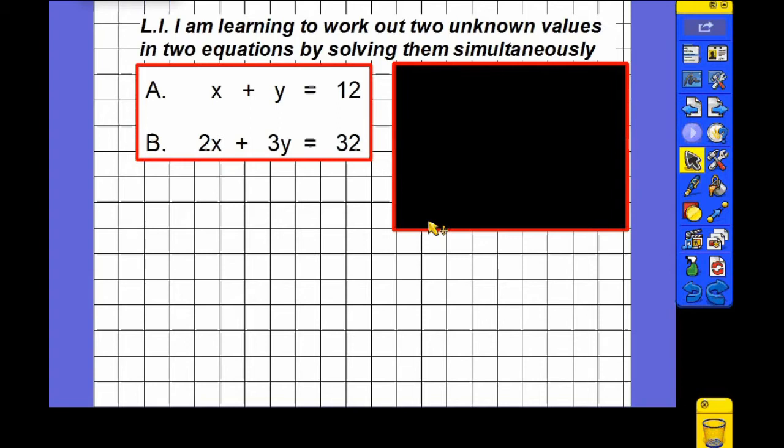So what we've got here are two separate equations. We've got x plus y equals 12, and we've got 2x plus 3y equals 32. Now in these equations, the two x's mean the same thing, and the two y's both mean the same thing. But we don't know what they are. Our job is to find out what x is and to find out what y is using both of these equations to help us do that.